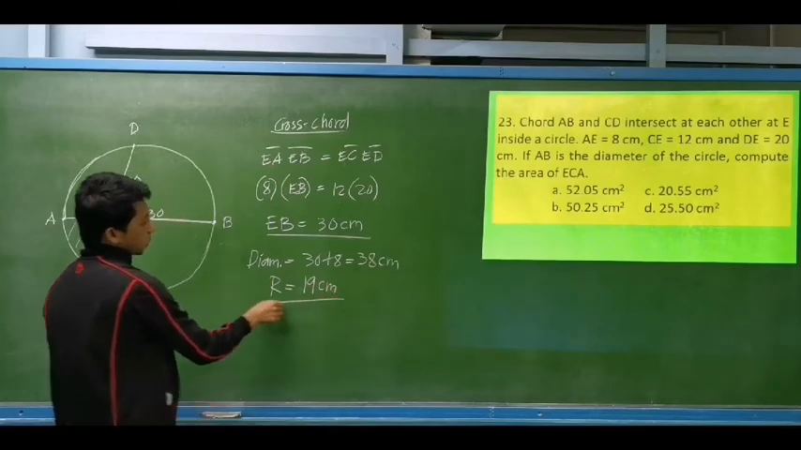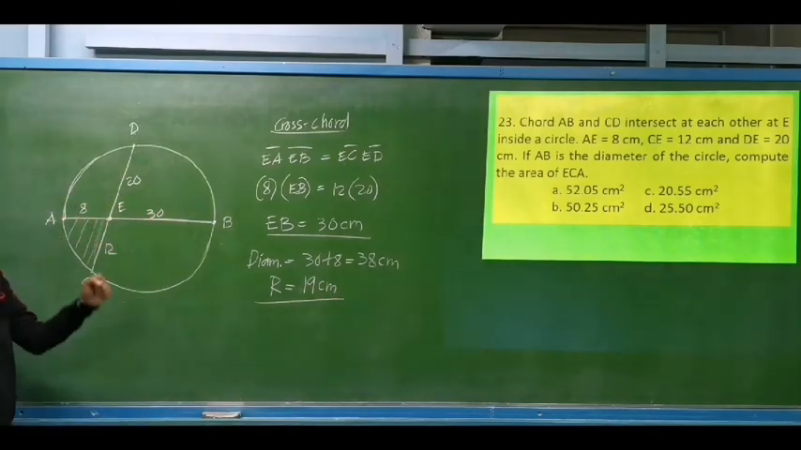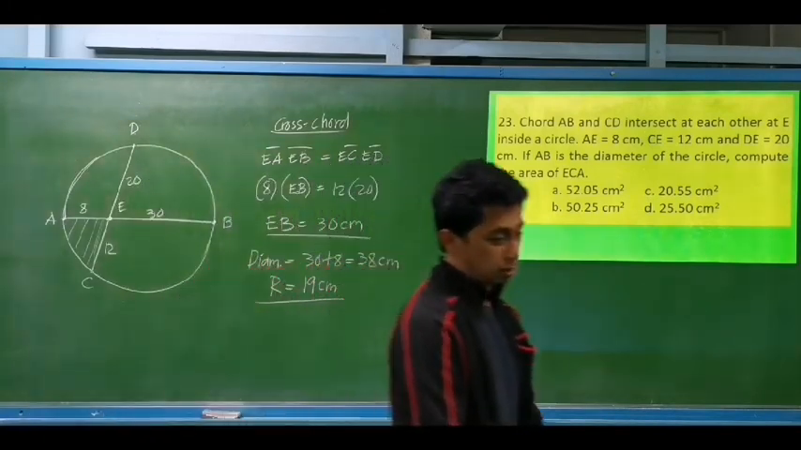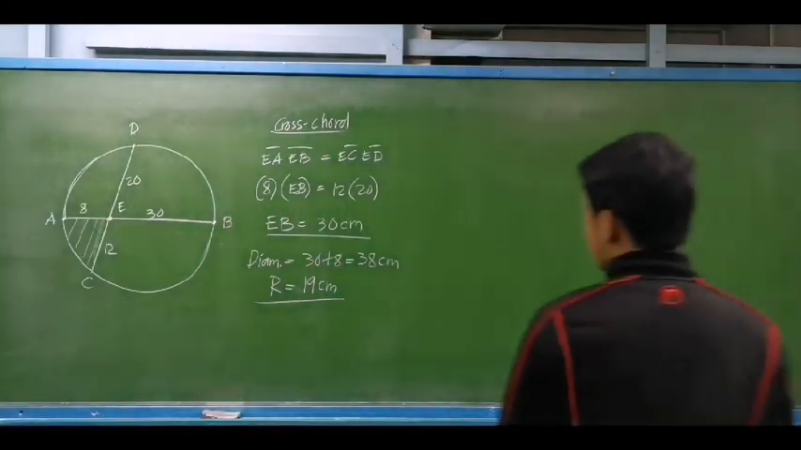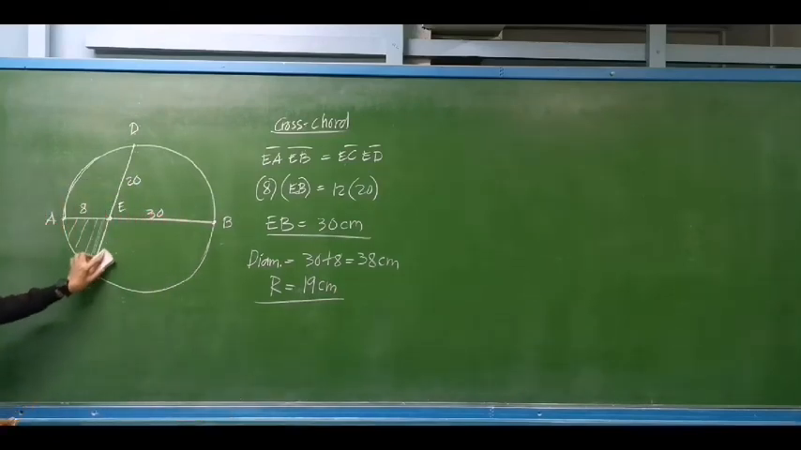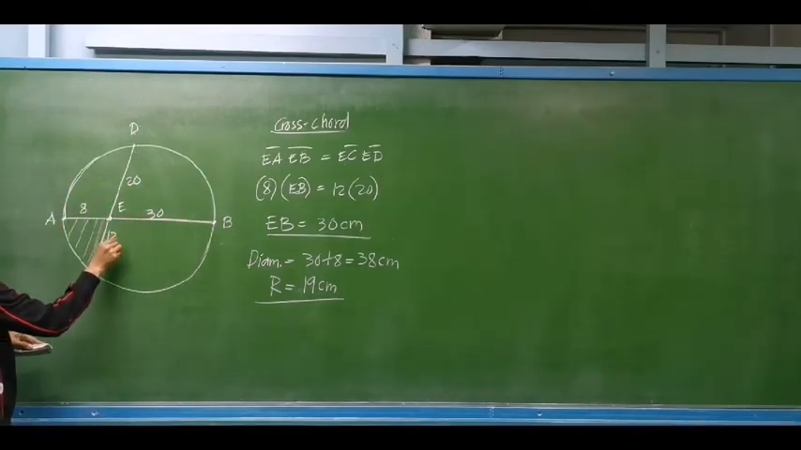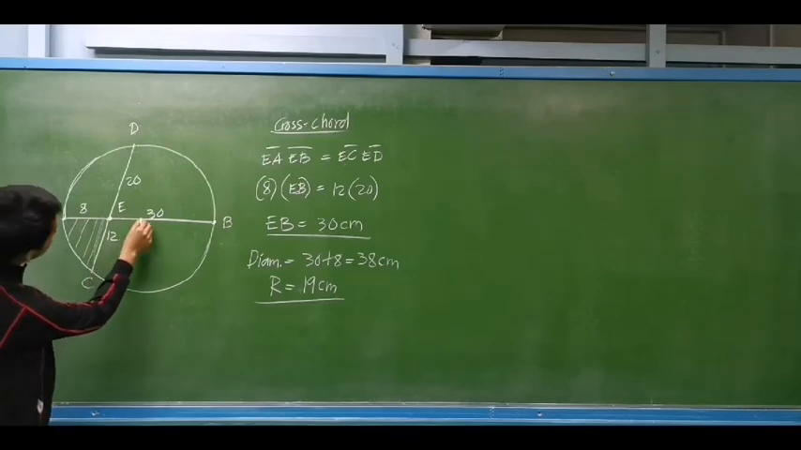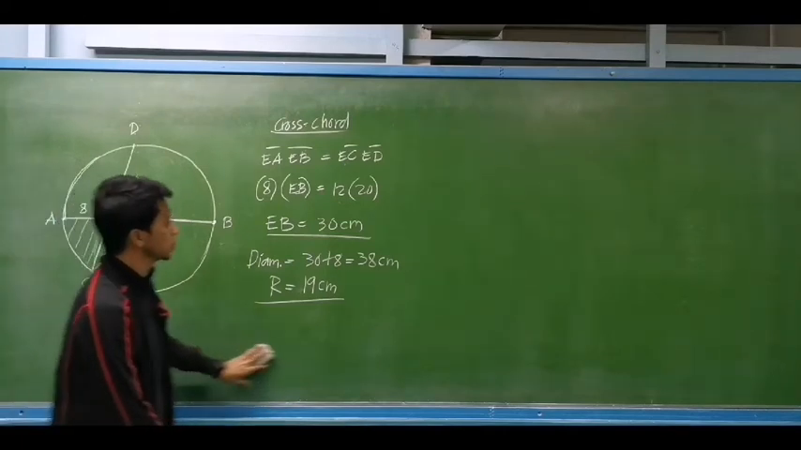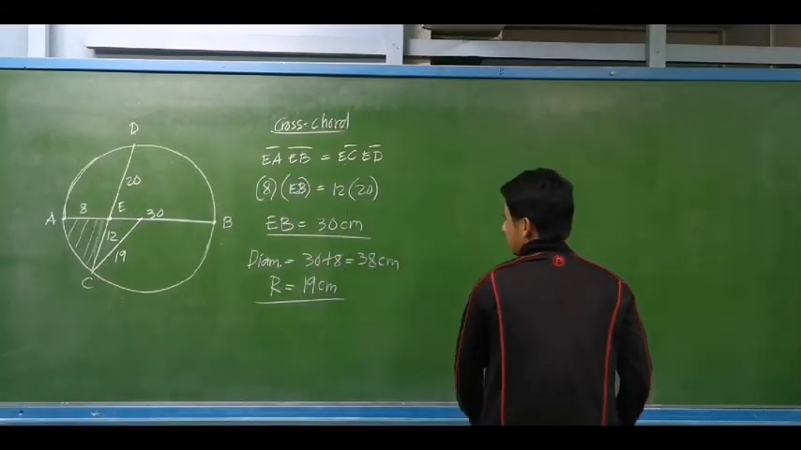Yung radius ng circle na to is equal to 19. Okay, ngayon, separate natin yung portion ng segment, kasi kailangan natin ito. Okay, so if this is 12, mula sa center, assume natin na nandito yung center. This is the same as 19. Okay, separate natin yung portion na yan, yung may segment.